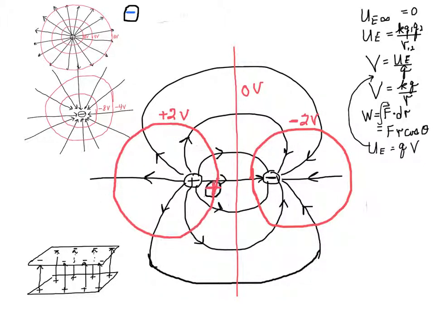I just randomly picked 2 volts. And if I let it go this way, it's going to have less energy, so that's a negative 2 volts. And remember, if I want to get the energy of this charge at 2 volts, I simply use this equation.